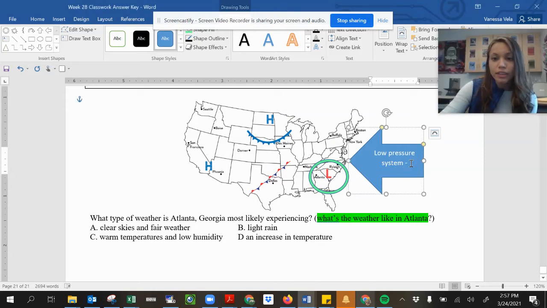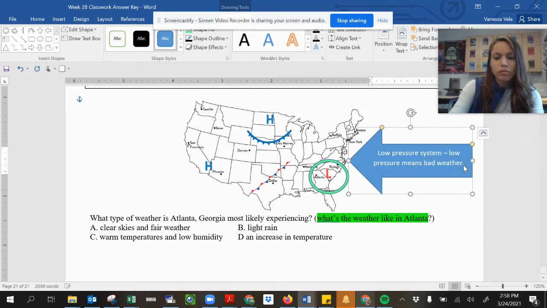So low pressure system, I know that low pressure means bad weather. What else do we know about a low pressure system? Well, the pressure is obviously low. It says it in the name. Low pressure means bad weather. We also know that since it's low pressure, there's more water vapor. So I'm going to put here more water vapor.